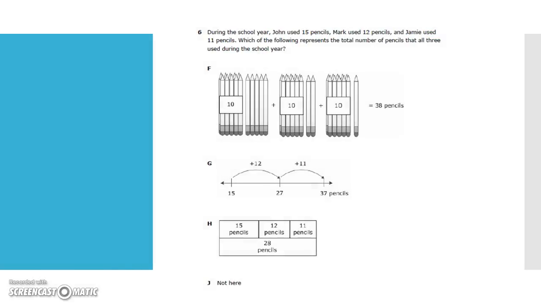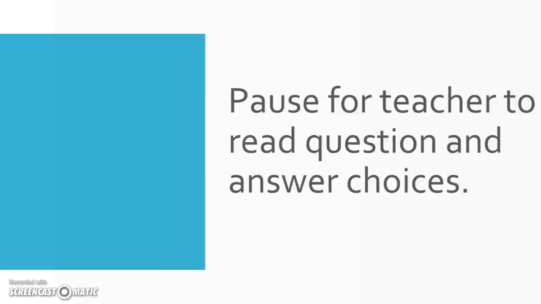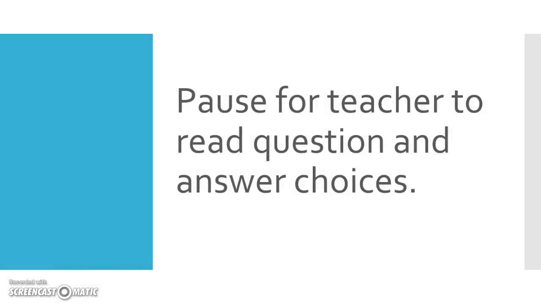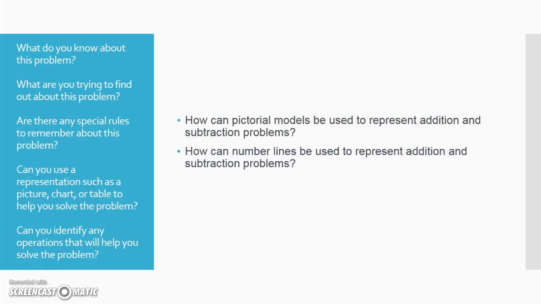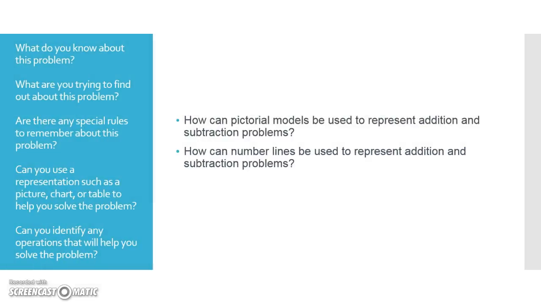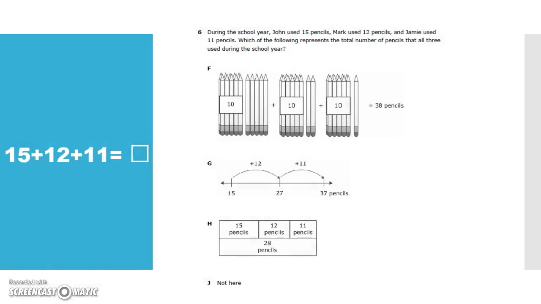For question number 6, we'll again pause for the teacher to read the question and answer choices. And we'll pause again for the guided questions and discussion. When I got ready to solve this, first I made a number sentence. I knew John had 15, Mark used 12, and Jamie used 11. I'm trying to find the total number of pencils that they used during the school year.